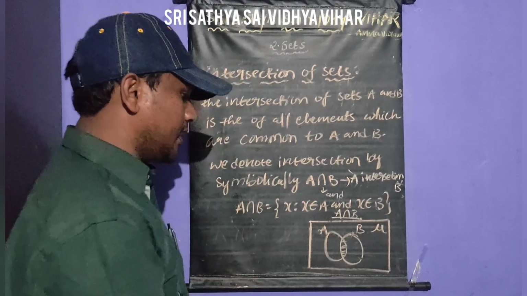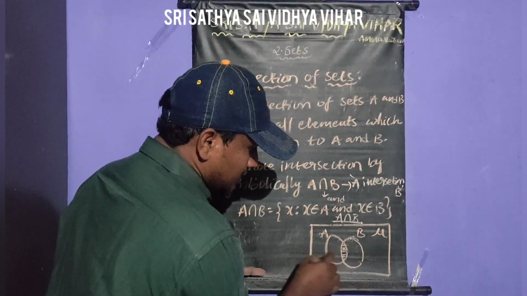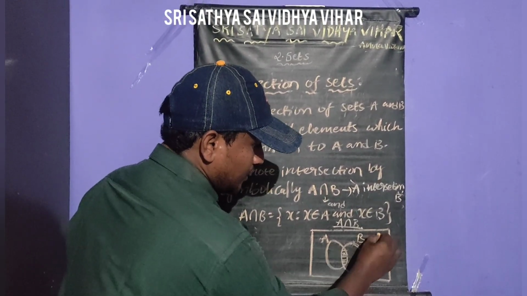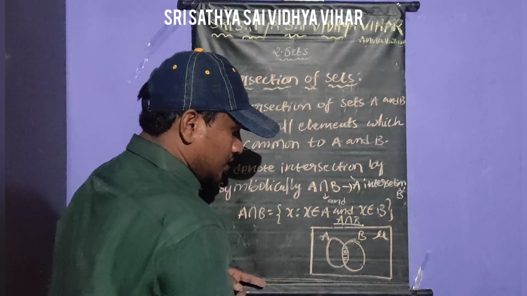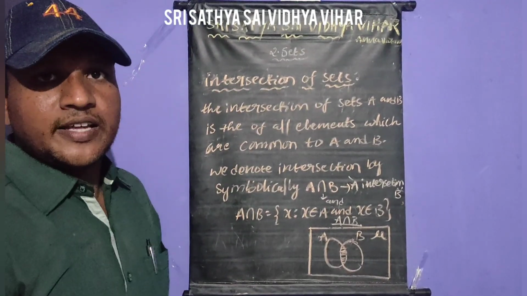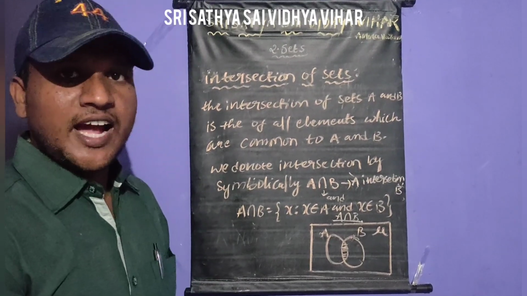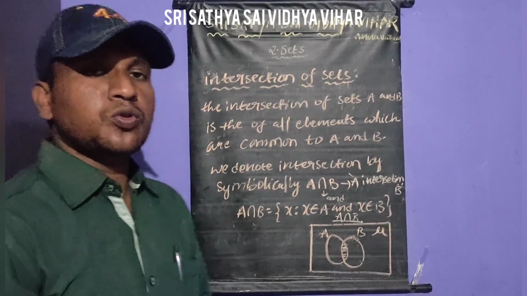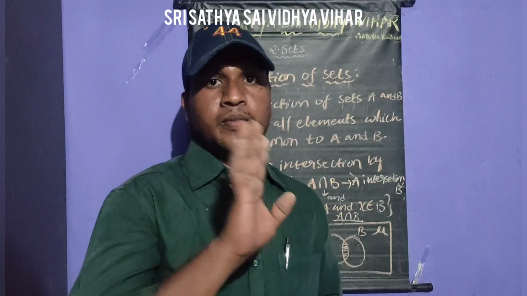What is the Venn diagram? Only common elements of set A and set B, in the universal set. The intersection of sets A and B, only those are the common elements.